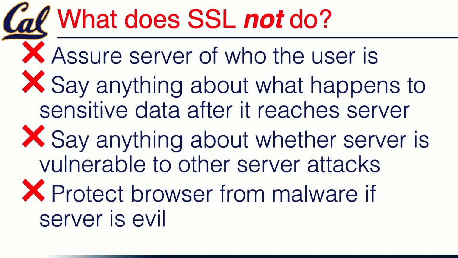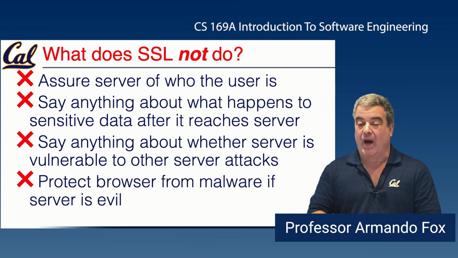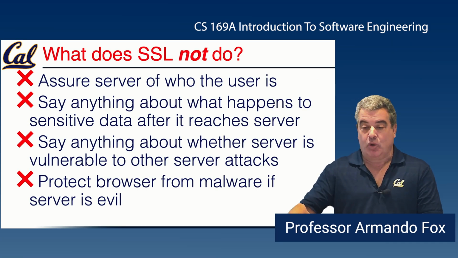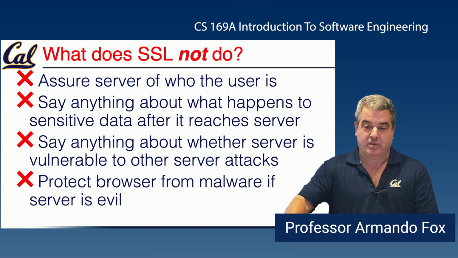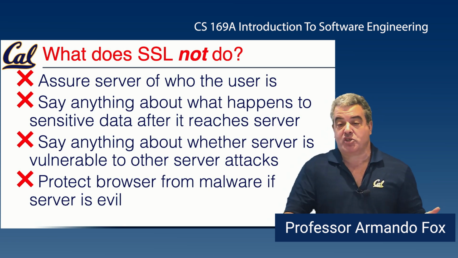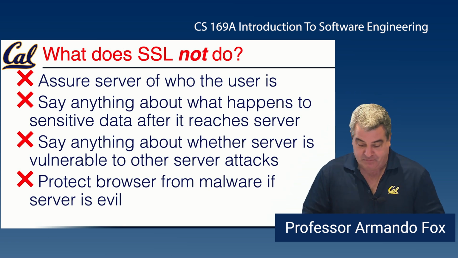But what does it not do? Very importantly, first of all, even though the user can be confident that the server is genuine, it doesn't say anything about who the user is, right? So if the server cares who the user is, it has to do something else, like, as we've seen, collect a password or use single sign-on. It also says nothing about what happens to sensitive data after it reaches the server. The data is certainly protected from eavesdropping while it's in transit, but if the server insecurely stores the data, it's possible for adversaries to compromise the actual storage on the server side, and then they don't have to snoop on the data at all. They just wait for it to arrive.